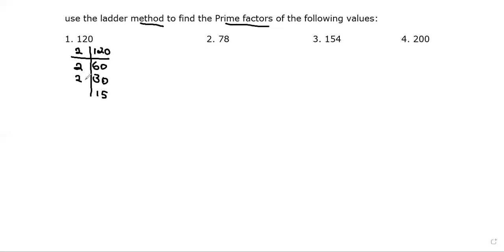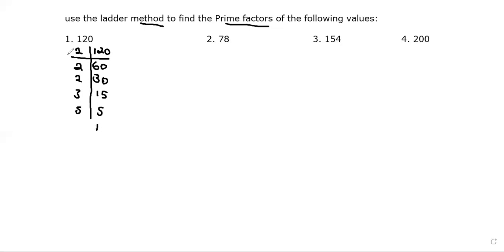Is 15 divisible by 2? No, you get a fraction. So you move to the second prime number, which is 3. Then you say, is 15 divisible by 3? If yes, then you write 3 here. 15 divided by 3, you get a 5. So 5 is not divisible by 3, and we move to the next prime number. We won't use 4, we'll use 5, because 5 is a prime number. So 5 is divisible by 5, so you put 5. 5 divided by 5, you get a 1.